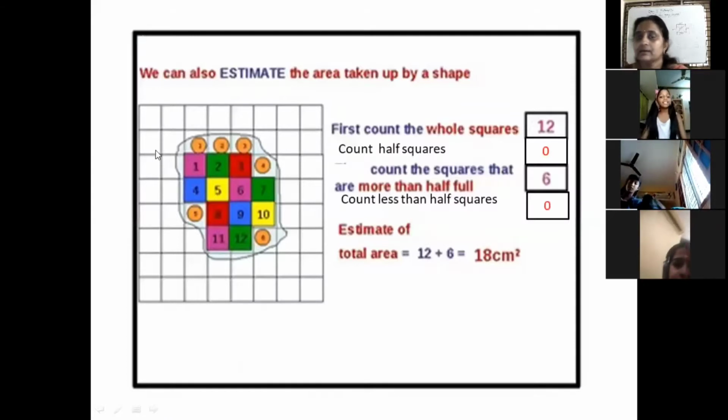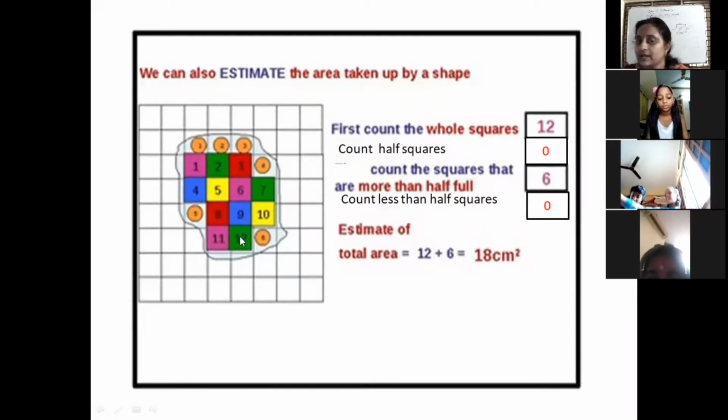See here. In this irregular figure, we can make shapes. That means we are making rectangles in this. So how many full squares do we have here? It is clear. We have 12 full squares. And can we have half squares here? Check it once. No half squares. It is 0.